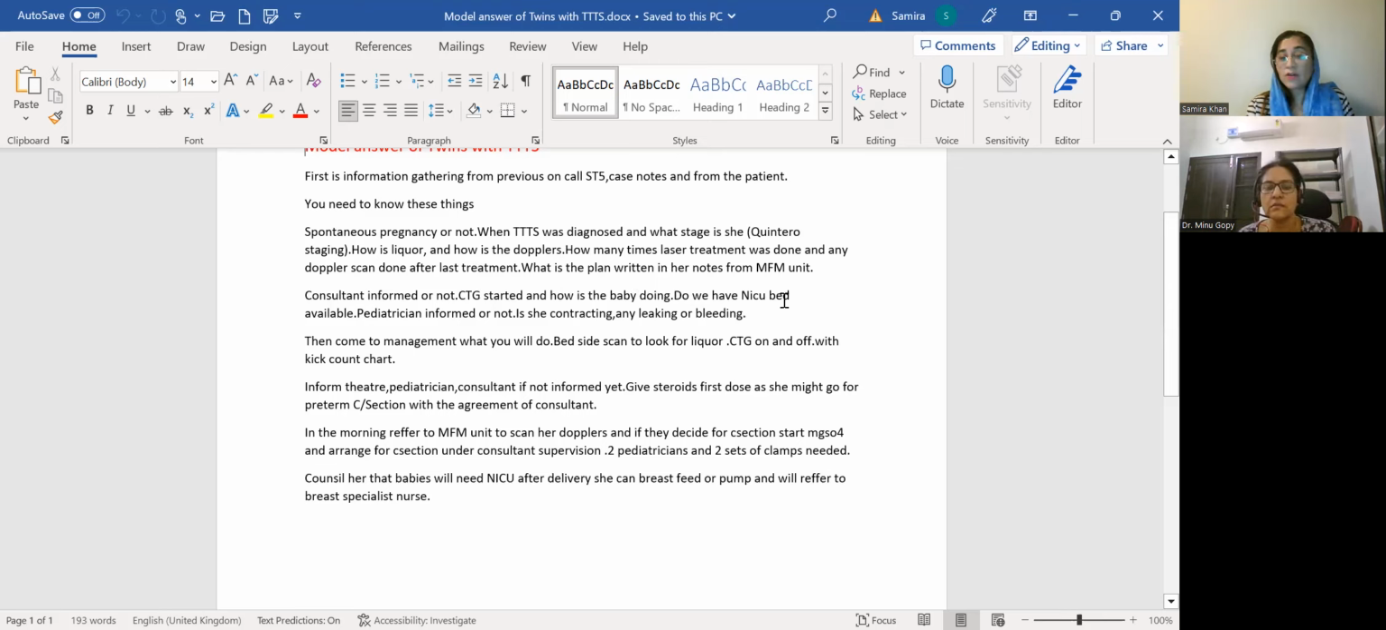You can ask your colleague whether NICU beds are available when you admit the patient, and have a talk to the neonatologist, and they agree and are ready for them. If so, you will observe contractions, leaking, bleeding.